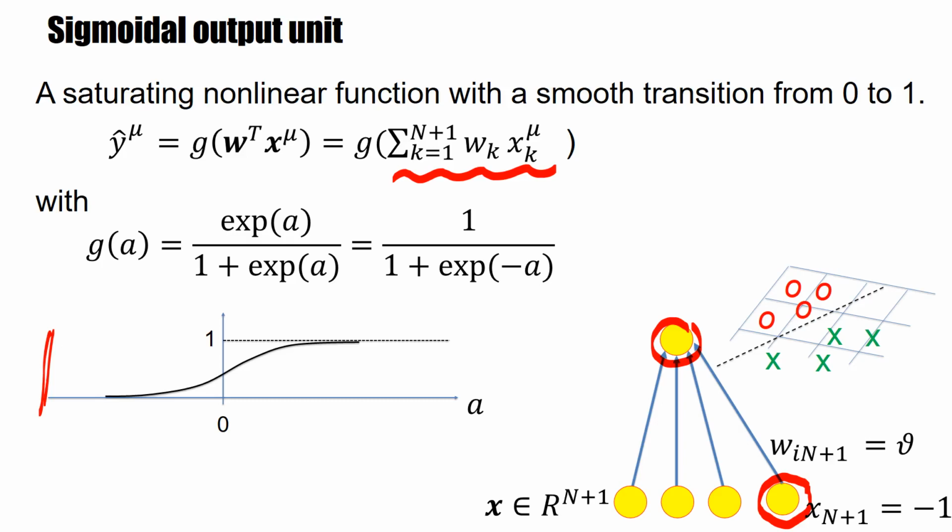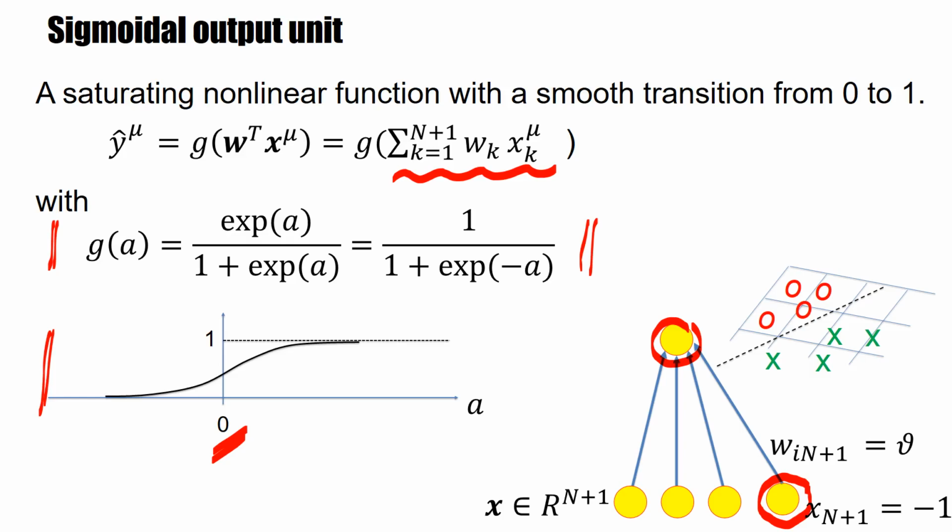And we can choose different forms of this nonlinear function, but a standard form is this one. I write it in two different forms. It's sometimes called the sigmoidal output unit. It goes from 0 and saturates at 1, so it has all positive values. And since we work in n+1 dimensions, the threshold is implicitly here at 0.